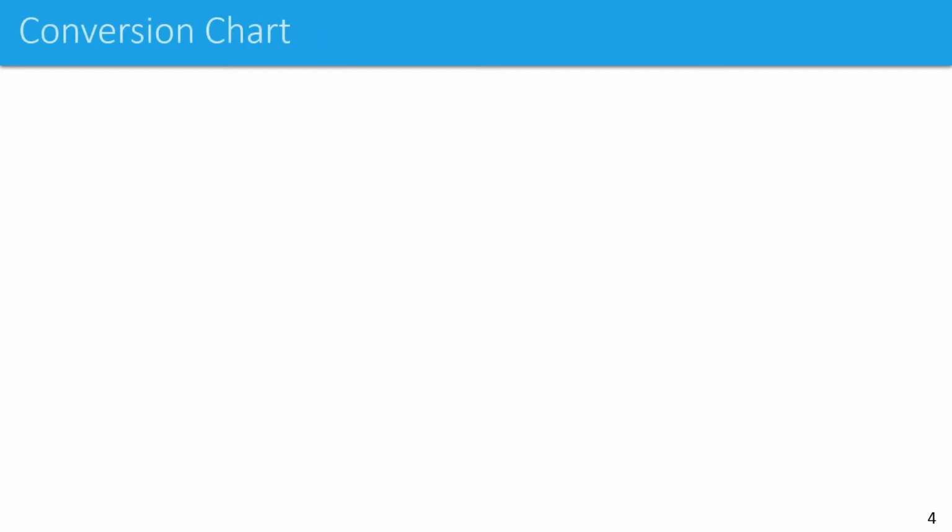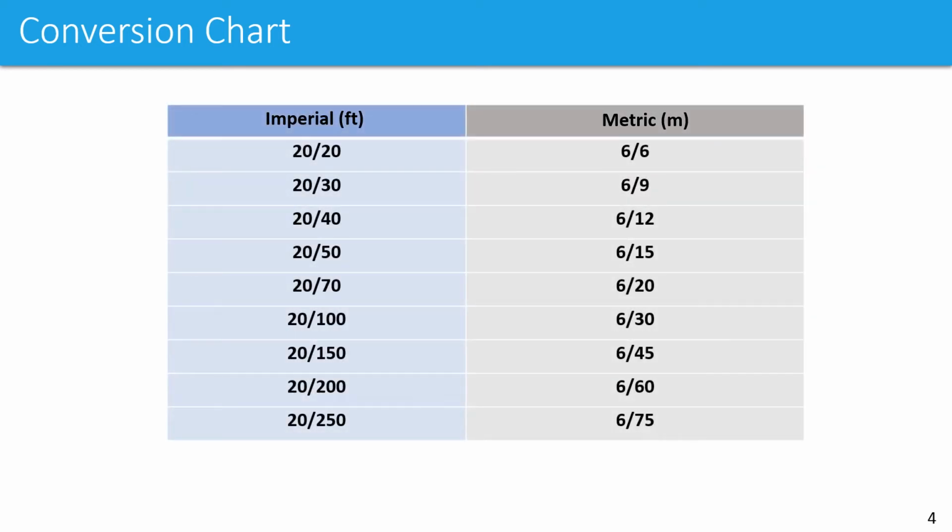Visual acuity results may be expressed in either the imperial system as feet or the metric system as meters. If you are working in the metric system instead of the imperial system, here is a quick conversion chart. For example, 20 over 20 feet equates to 6.6 in meters. In the remainder of this module, we will be using the imperial system.